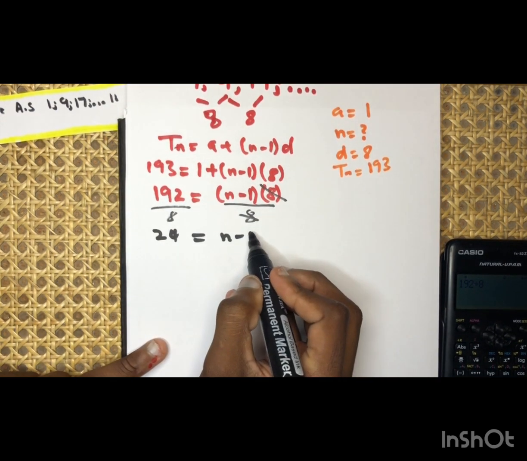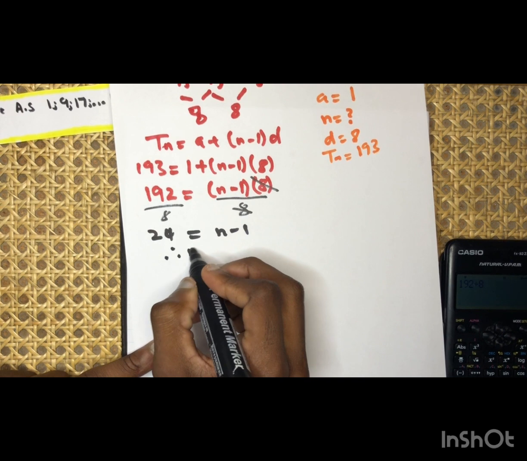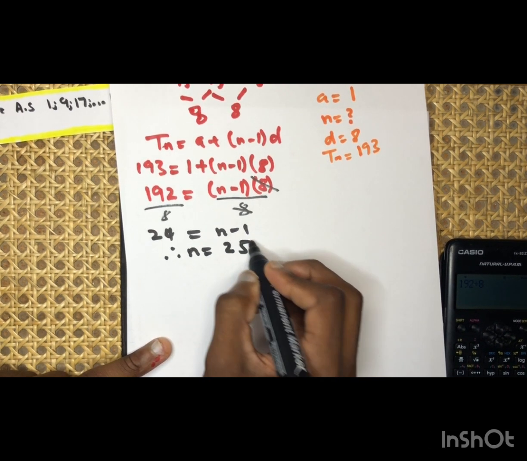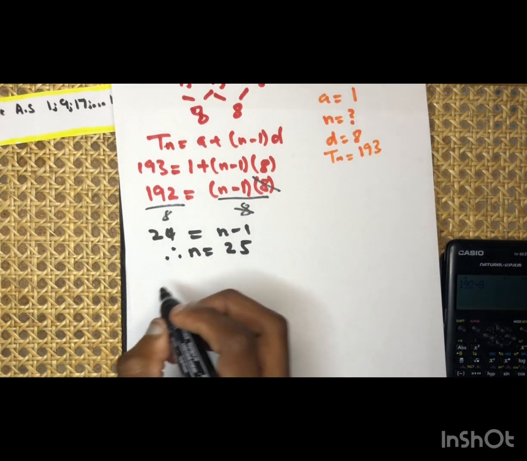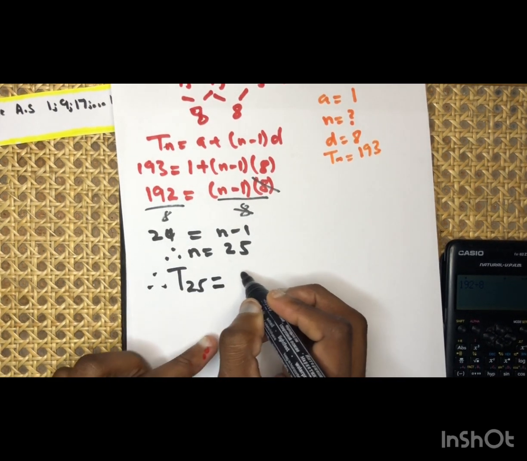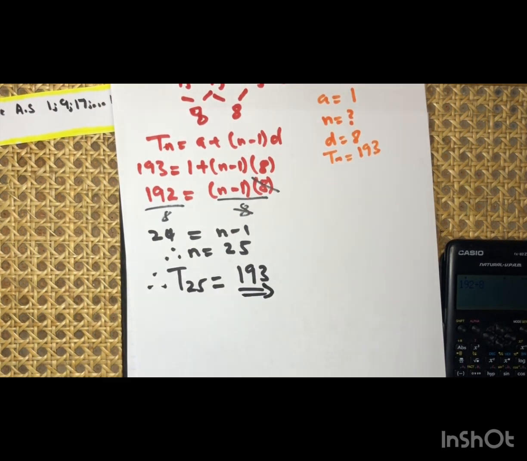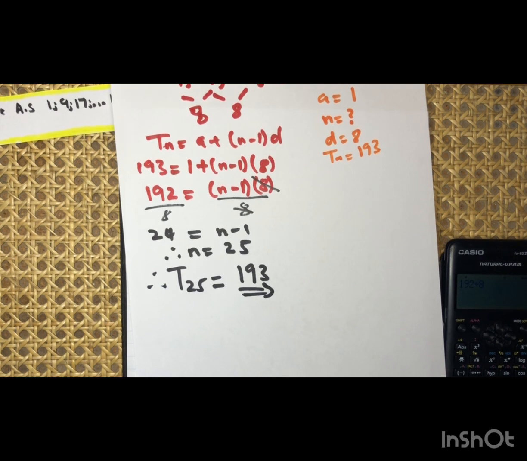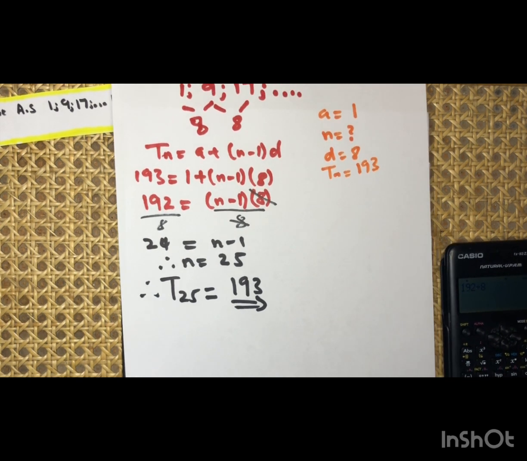Then you transpose 1 to that side. So if I transpose 1 to that side, therefore your n is going to be 25. They are asking which term, guys? We know that T25 is the one that is equal to 193. That's my answer. Are we together? Yes, I see that you all understand now.